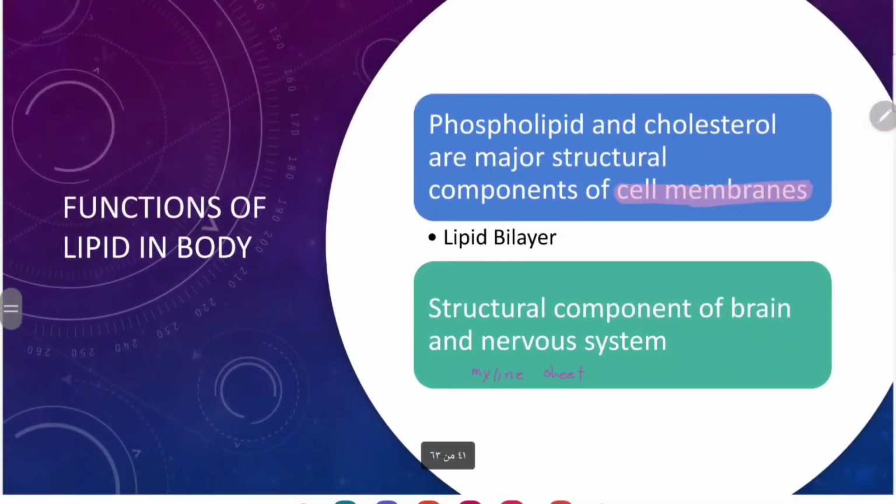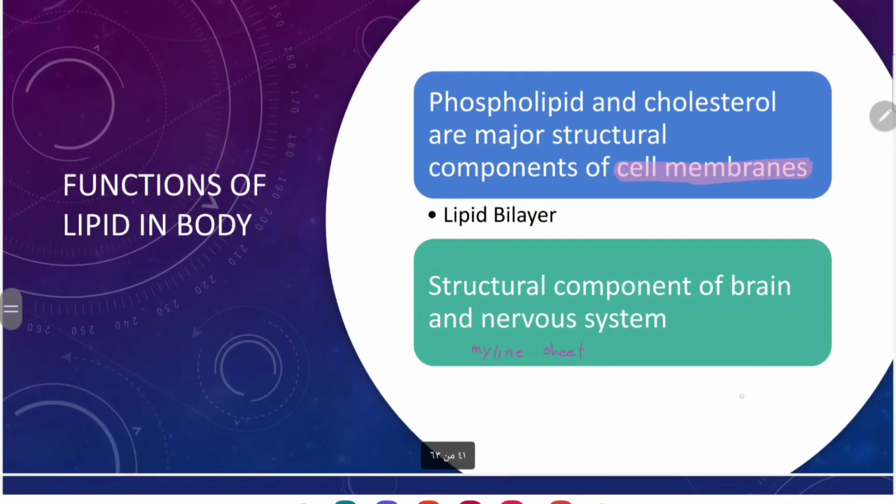Functions of lipid in body. The phospholipid and cholesterol. في الصور في السلايدات الماضية قلنا أن الفوسفوليبيدز تكون موجودة في cell membrane as a bilayer. Are major structural components of cell membrane. Lipid bilayer as I said. Structural components of a brain and nervous system. فممكن نلاقي بعد الليبيدز موجودة في المايلين شيت في nervous system and brain أو central nervous system.